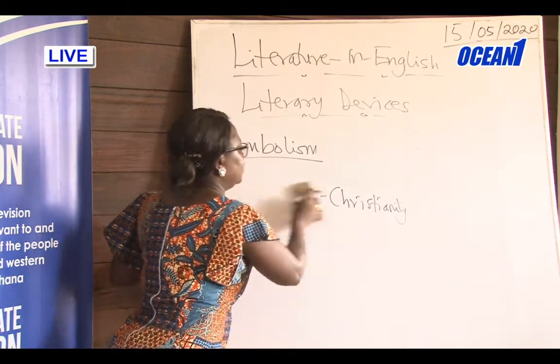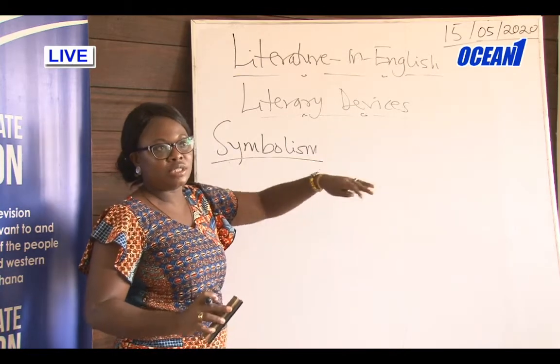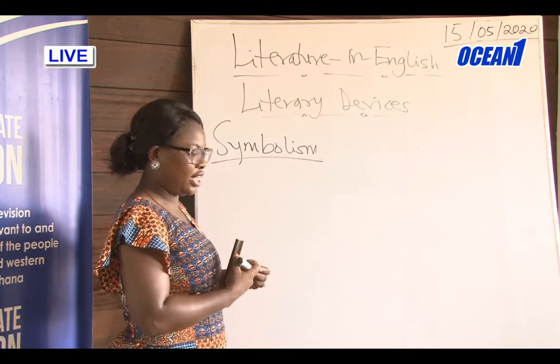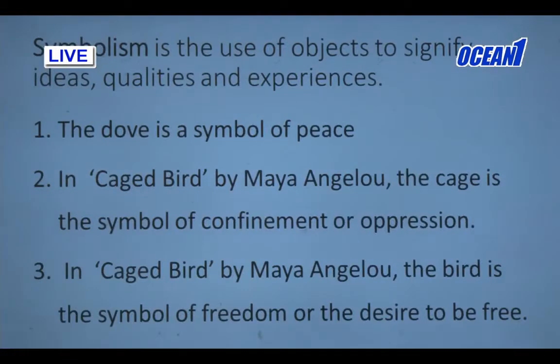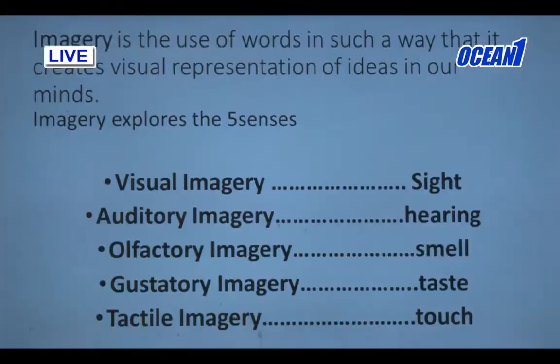Again, the bird and the cage are also used as symbols in The Schoolboy. Those in Form 3, you are reading The Schoolboy. In that poem too, we have the bird and the cage symbolizing freedom and oppression. Our next device will be imagery.